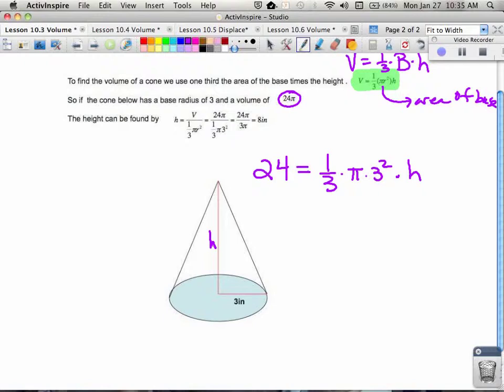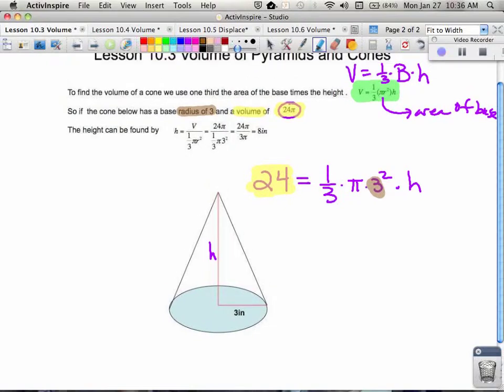So the volume they gave us was 24. They also gave us that the radius was 3. That's why I have the 3 here in my formula. And as usual, when we find these volumes, we need the area of the base, and that's what this thing was, because it was the circle.